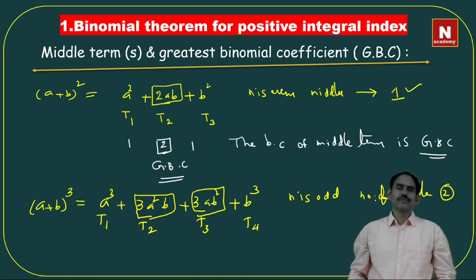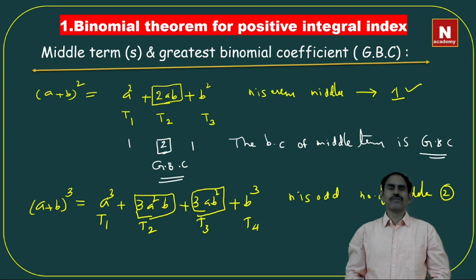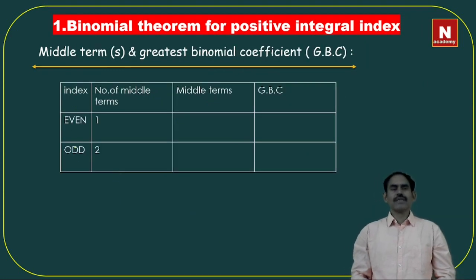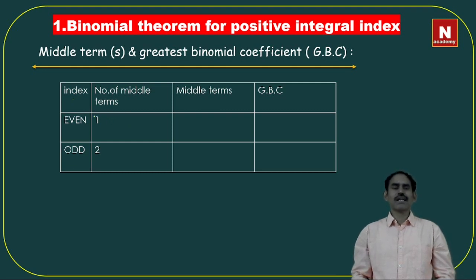Now, we are going to write how to find the middle term when the index is n. I will give one table to identify the middle term and the greatest binomial coefficient. Here, this is the table. For the index n, two cases exist, even and odd, and the number of middle terms we have discussed already.